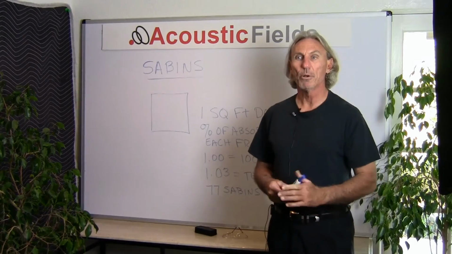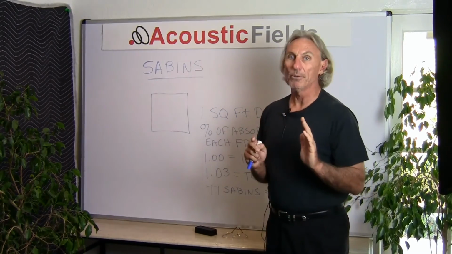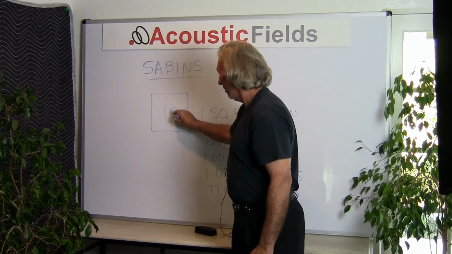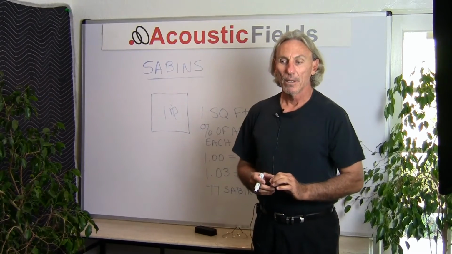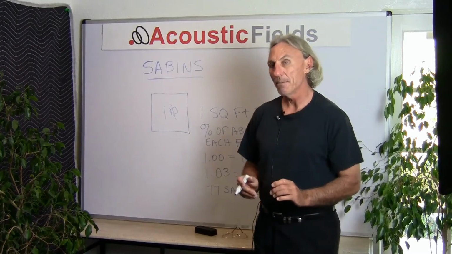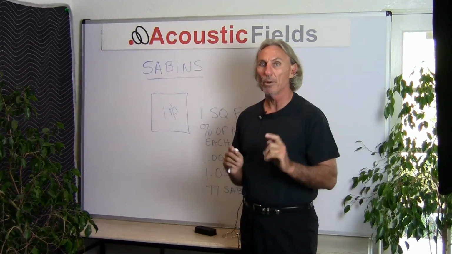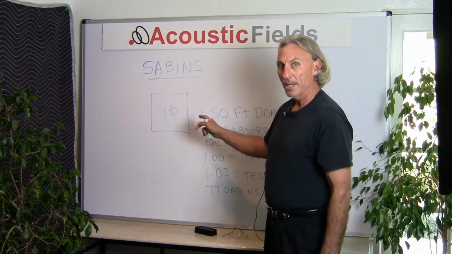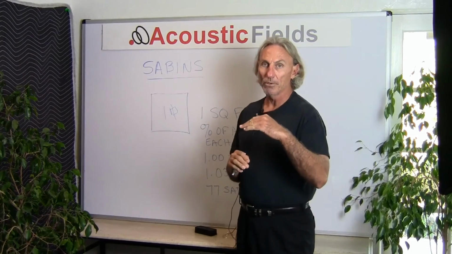Okay, we discussed absorption coefficient. Now let's look at Sabins. Sabins is a little bit smaller domain, and we're going to work with just 1 square foot when we're talking about Sabins. So when you see absorption coefficient data of a particular product expressed in Sabins, you know that you're talking about a domain or a surface area of just 1 square foot.